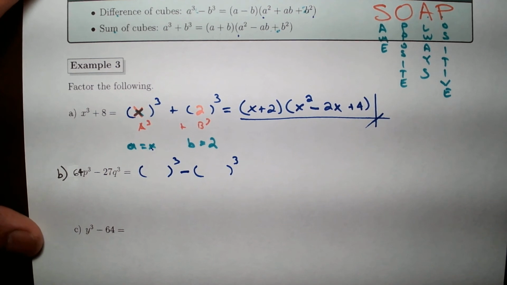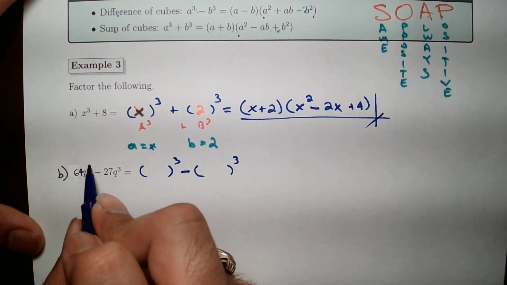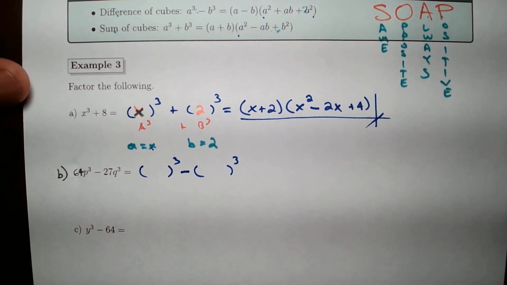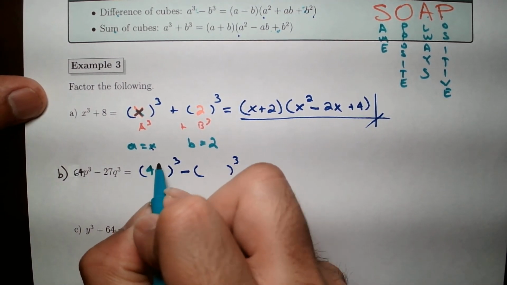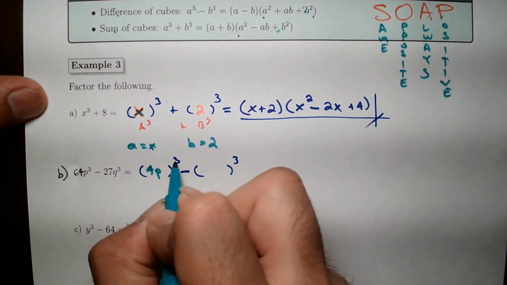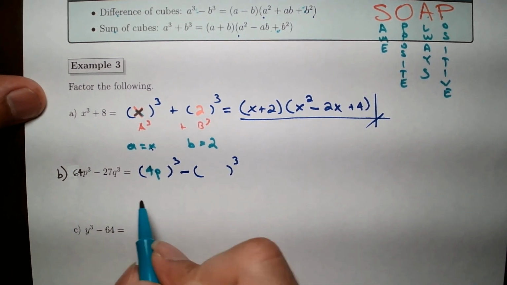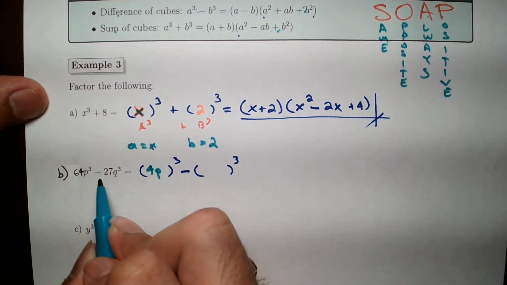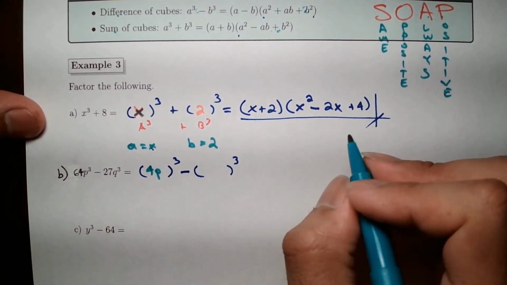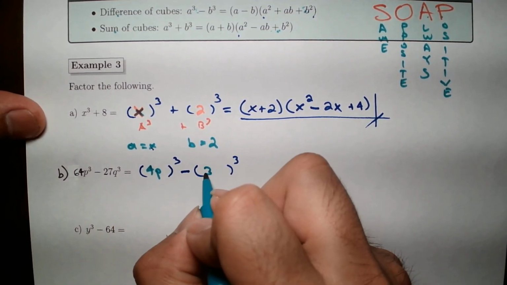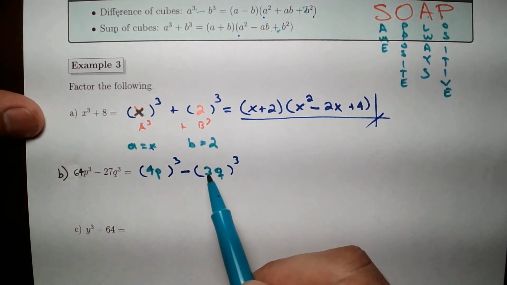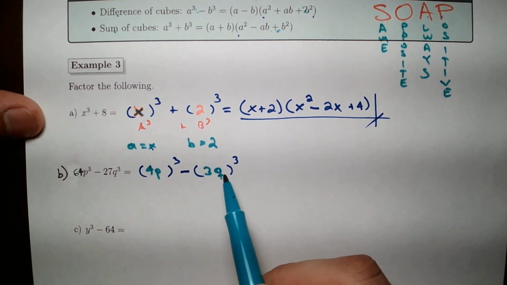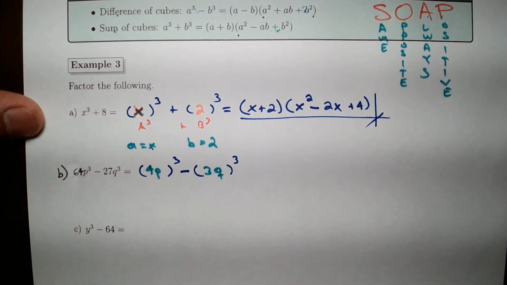All right, so let's see. 64p cubed. So what quantity cubed would give us 64p cubed? Well, in this case, 4p, because 4 cubed equals 64. P cubed is p cubed. Minus what quantity cubed would give us 27q cubed? So I would say 3q, because 3 to the third is 27 and q to the third is q cubed.